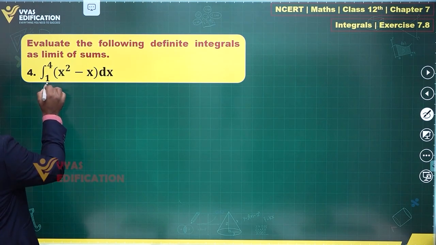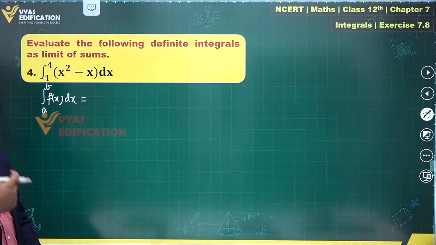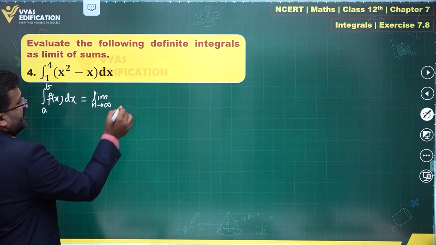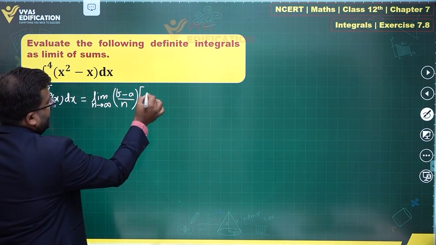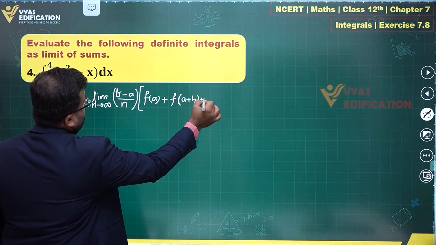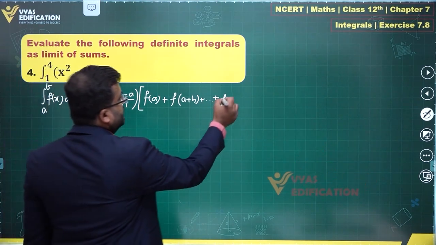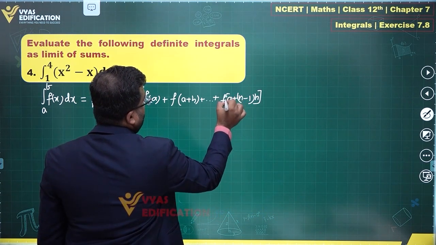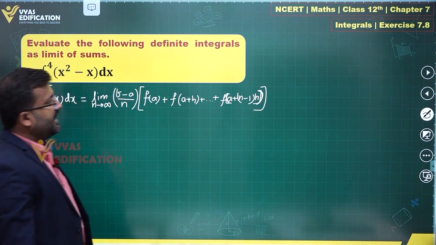Integral a to b f(x) dx can be written as limit n tends to infinity, (b minus a) upon n, and in the bracket you will have f(a) plus f(a plus h) plus and so on up to f(a plus (n minus 1)h). This is what you'll have, right or not? Yes, this is what you'll have. This is a complete bracket.